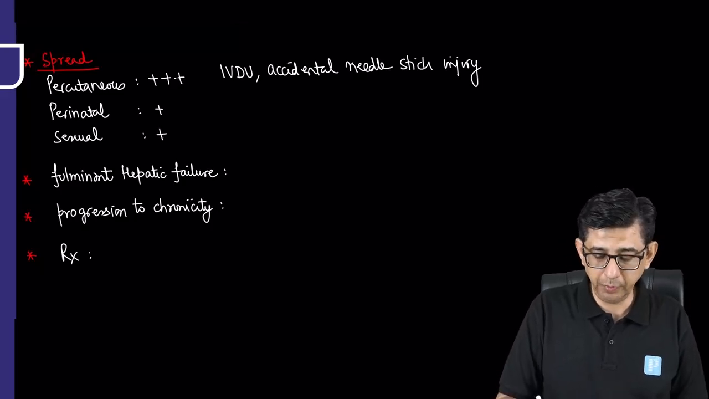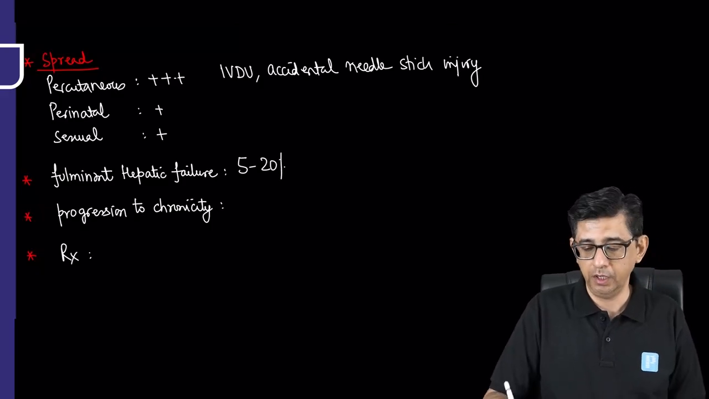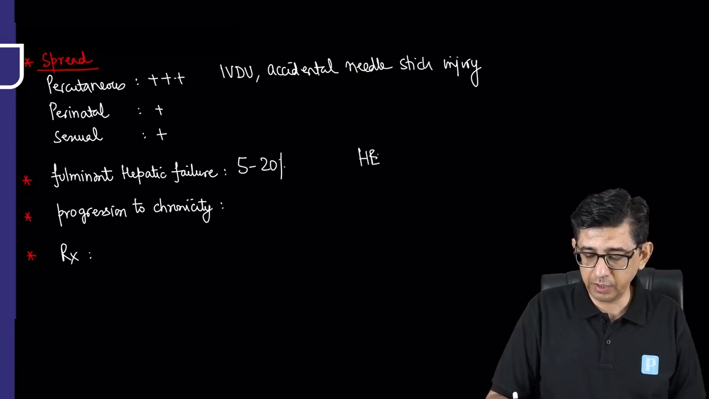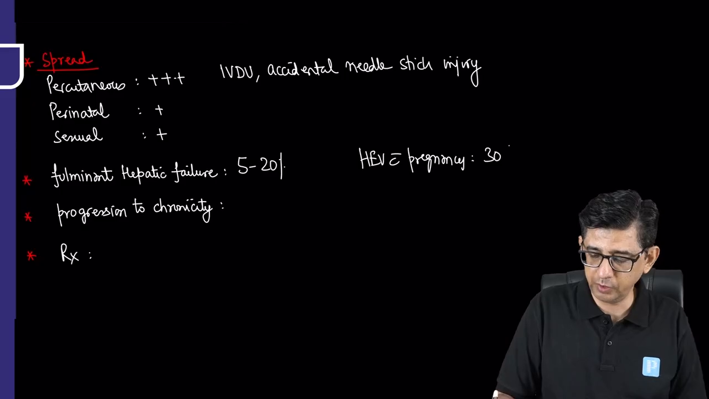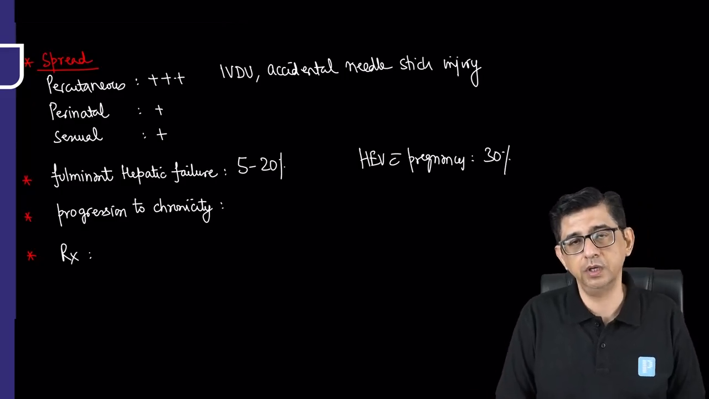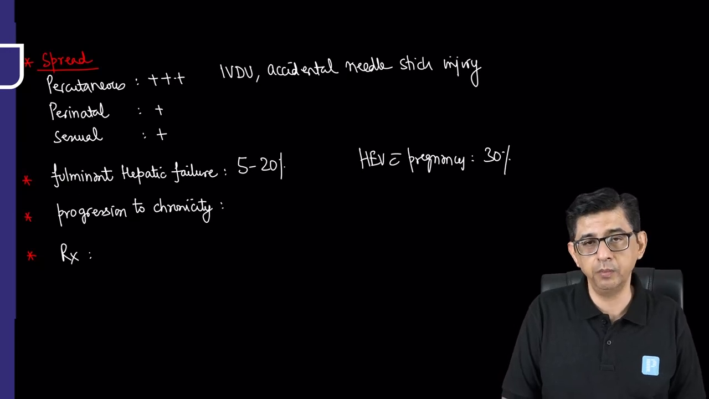And the incidence of fulminant hepatic failure in these patients can be as high as 5 to 20%. In contrast, if he has hepatitis E alone, then it is 0.1 to 1%. If he has hepatitis E with pregnancy, then the incidence of fulminant hepatic failure increases to 30%. These are values that I'm saying again so that you can make an effort to remember them.